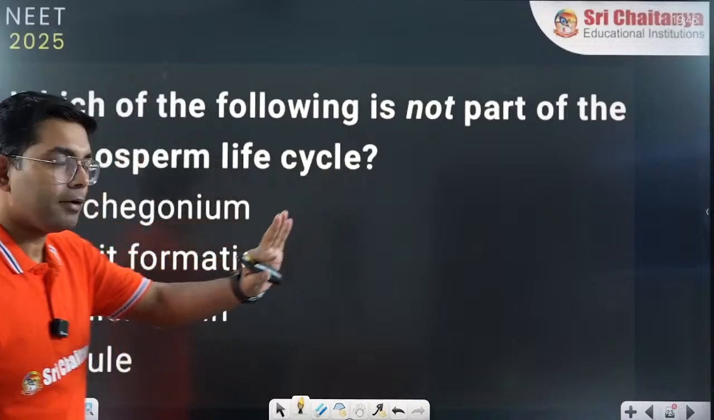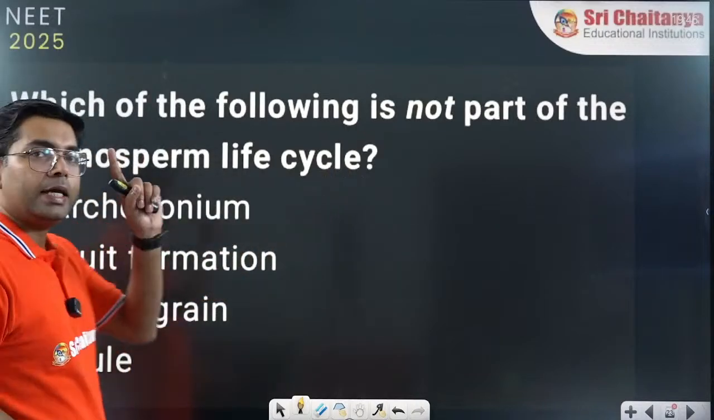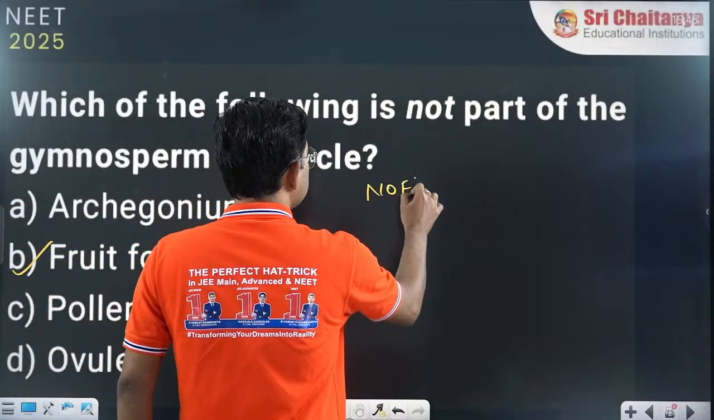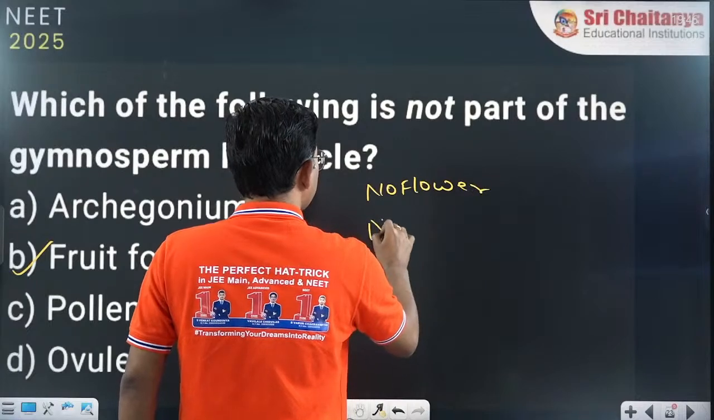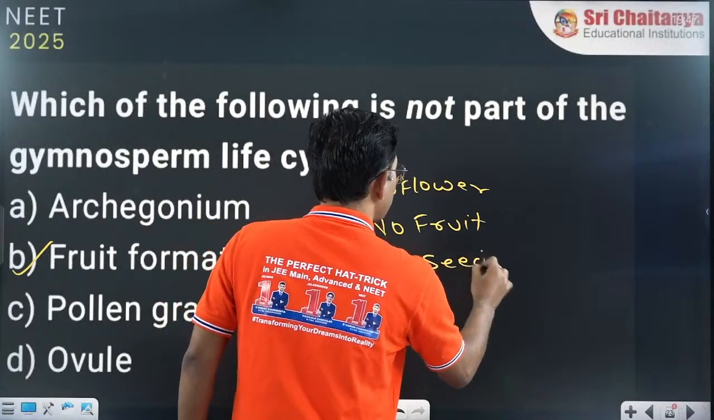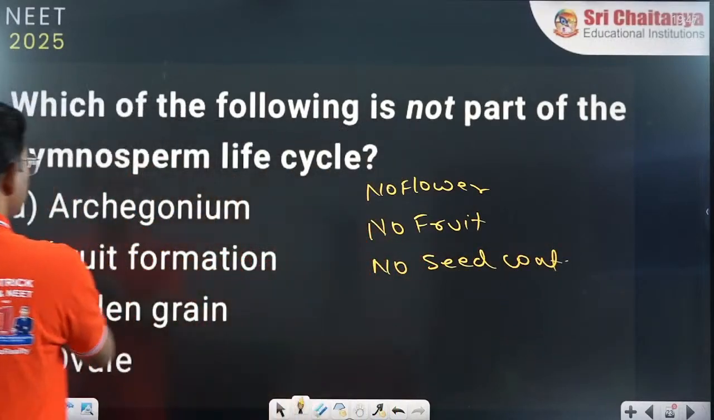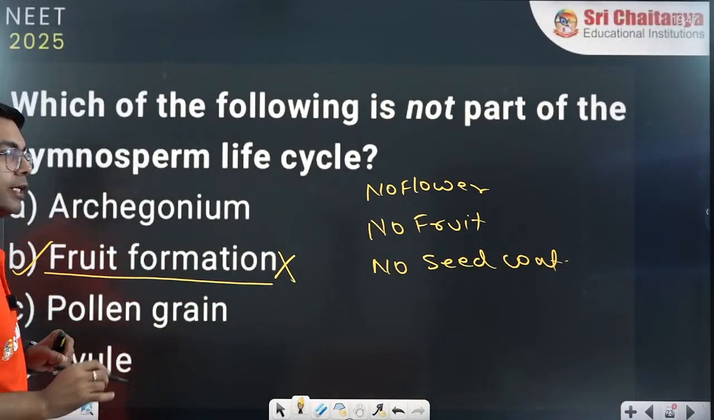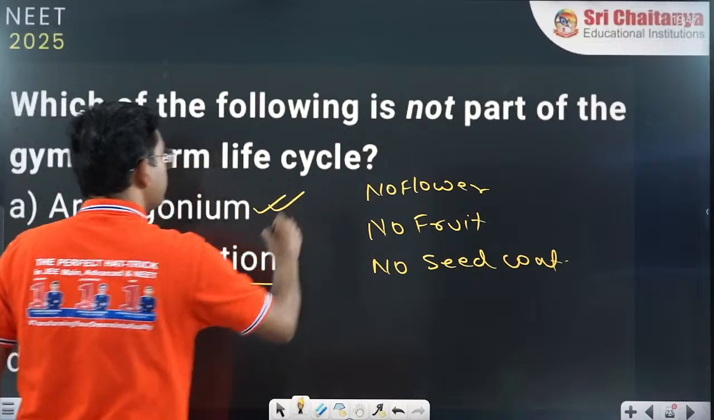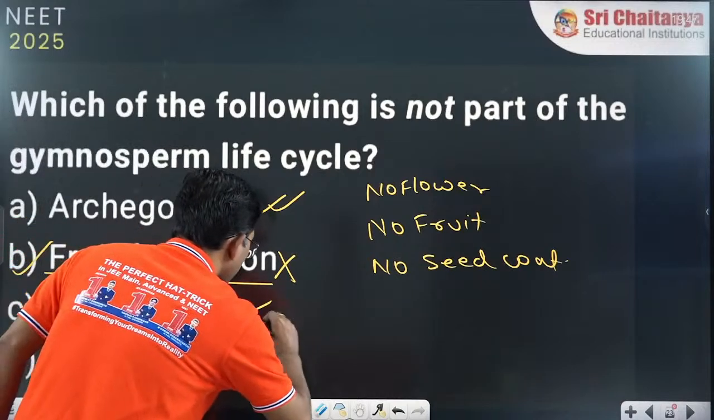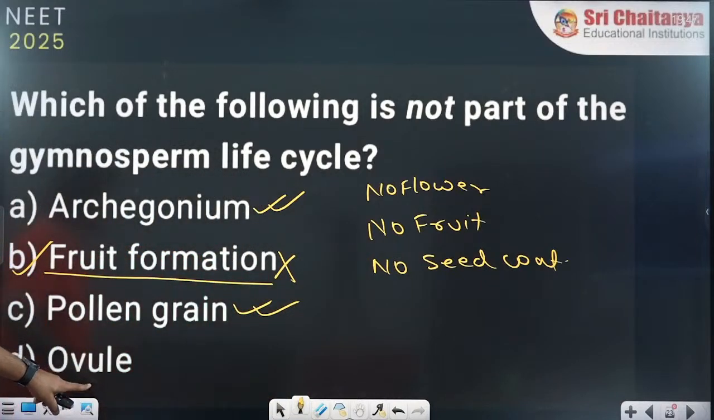So it is very much clear. Fruit formation. In the beginning itself I said that in gymnosperm, no flower, no fruit, no seed coat. So fruit formation is not there. Now, is archegonium present or not? Yes, archegonium is present. Is pollen grain present or absent? Pollen grain is also present. Is ovule present or absent? Yes, ovule is also present.